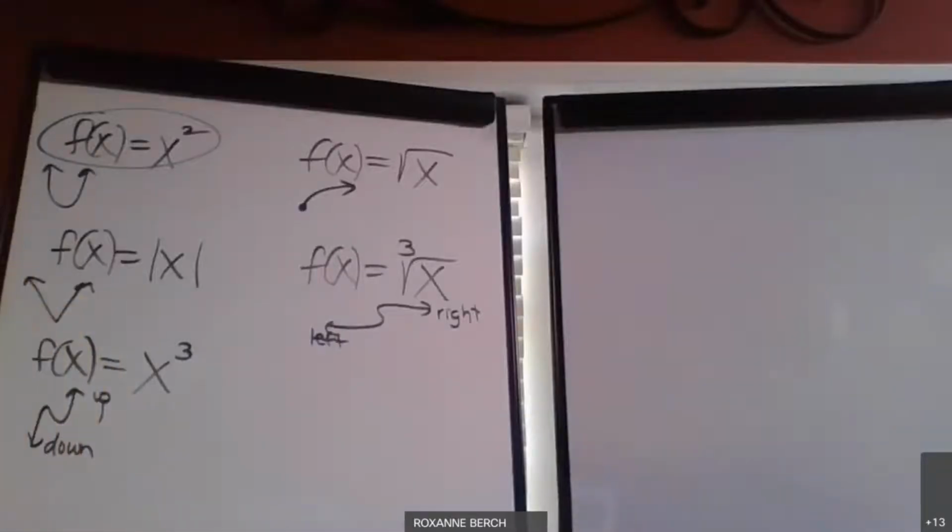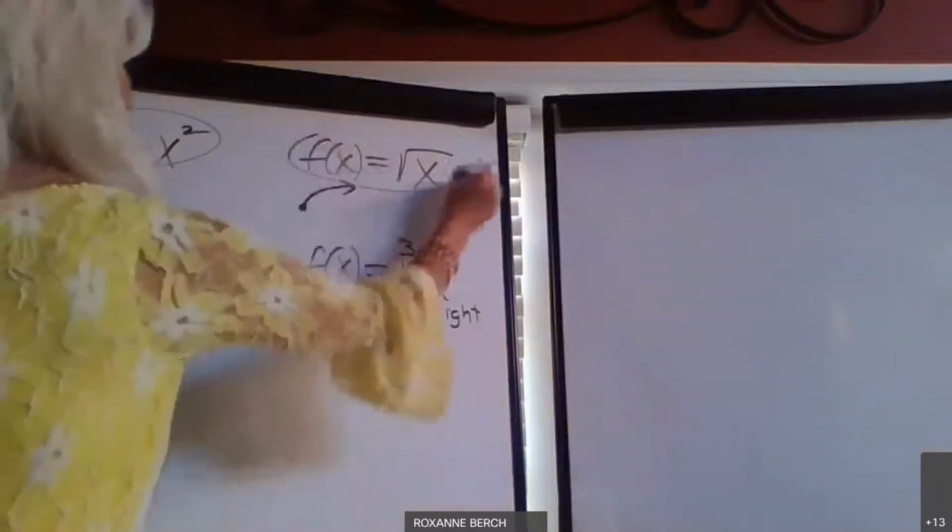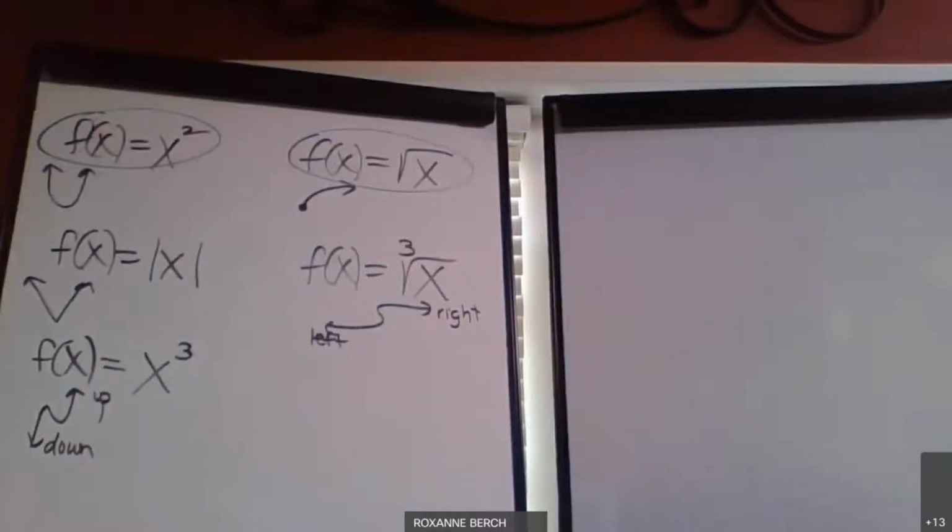Okay, look at problems 67 through 80. Who's the parent? Square root. On problems 81 through 94, who's the parent? Absolute value.